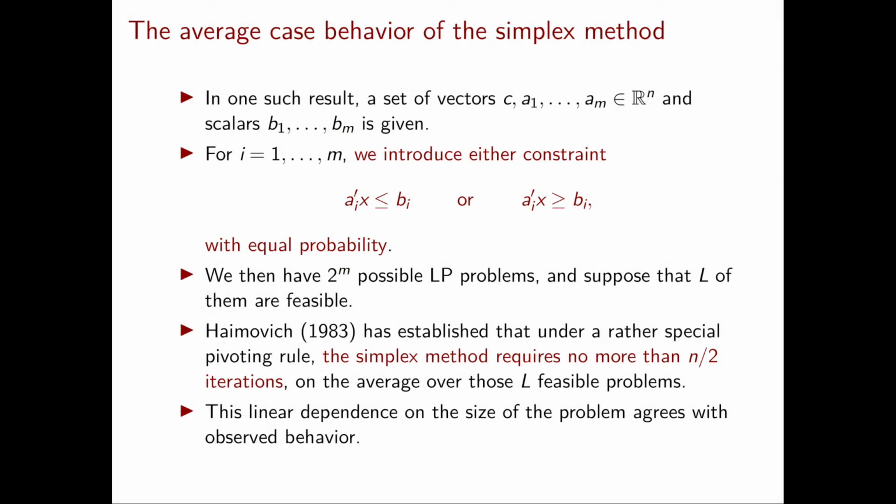Haimovich, in 1983, showed that using a very special pivoting rule, the simplex method requires only n/2 iterations on the average case over these L feasible problems. And this number of iterations, n/2, agrees with the observed behavior. And with this result, we conclude our video about the computational complexity of the simplex method.